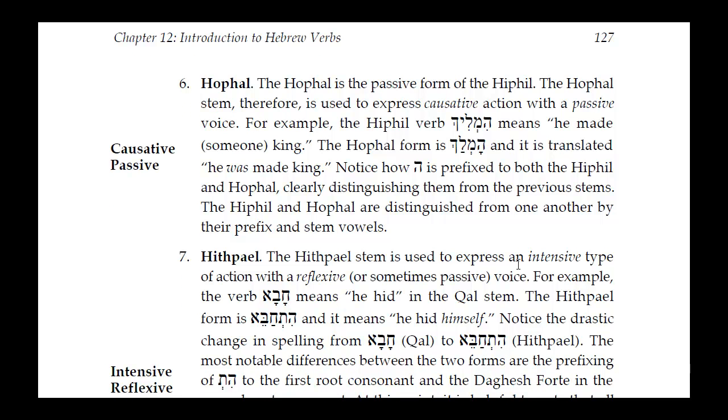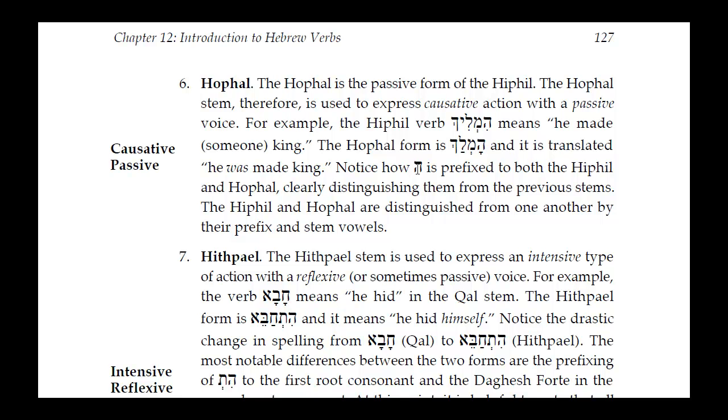Now let's get into the Hofal here, the sixth stem, or the Hafal. The Hofal is the passive form of the Hifil. The Hofal stem therefore is used to express causative action with a passive voice. For example, the Hifil verb himlik means he made someone king or he caused someone to become king. The Hofal is homlak and is translated he was made king. It's the passive use of the causative. He was caused to be made king.